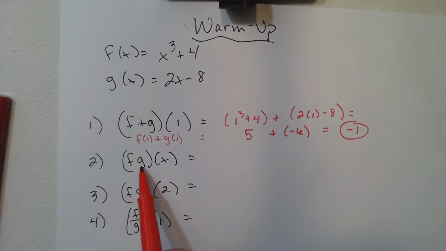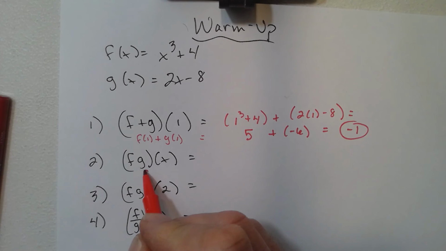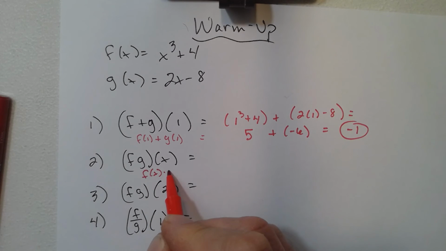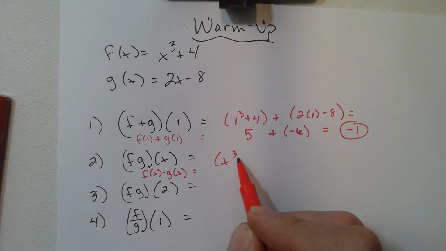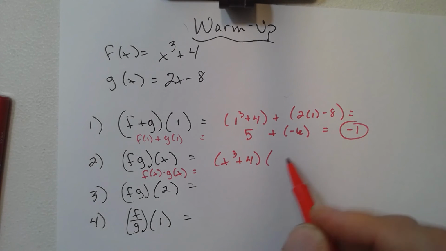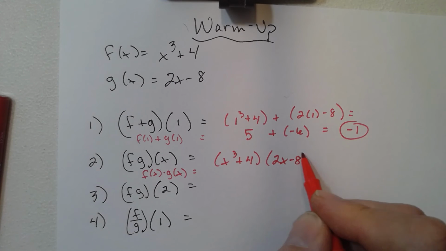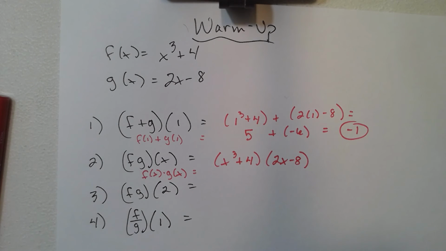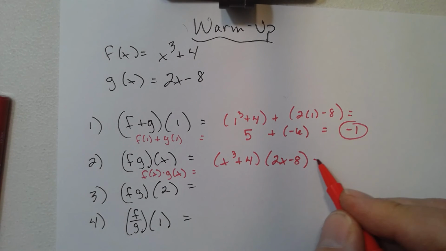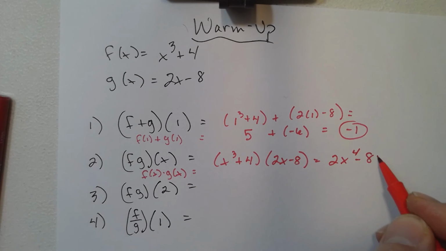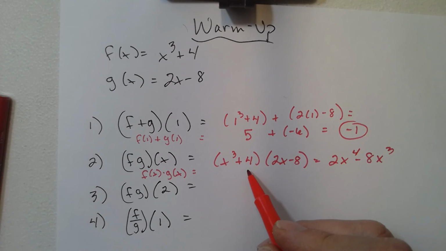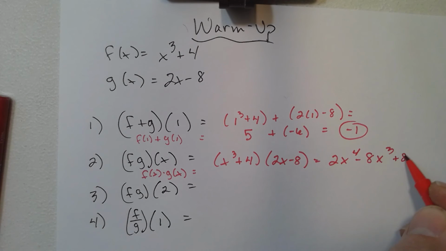Alright, so f g of x is the same as f of x times g of x. So we multiply x cubed plus 4 times 2x minus 8. I get 2x to the 4th minus 8x cubed plus 8x minus 32.